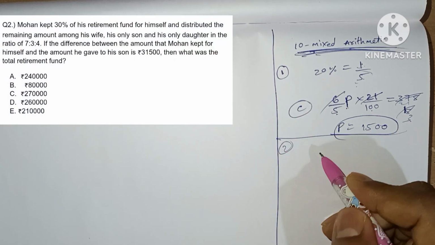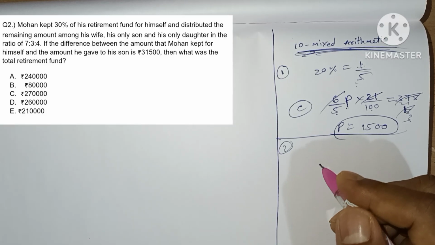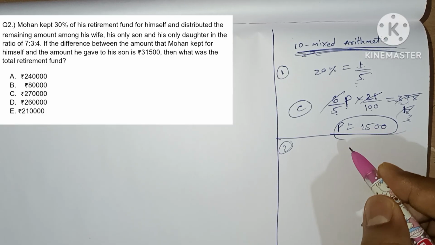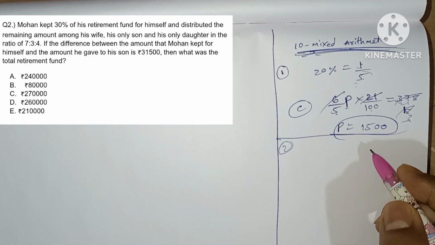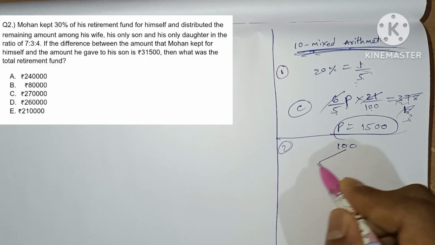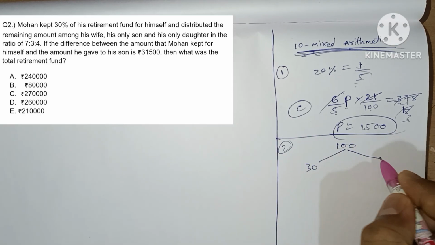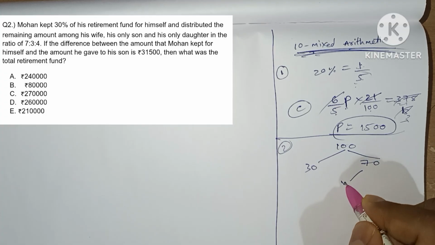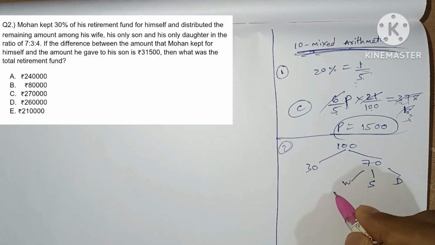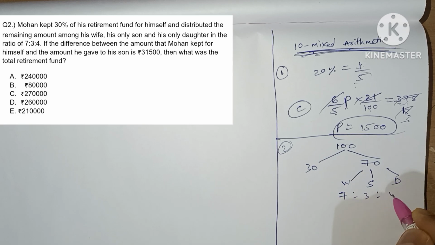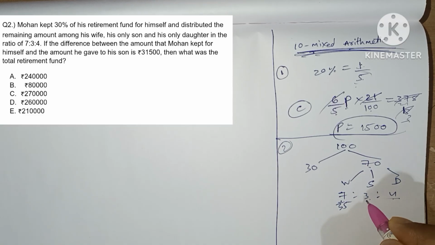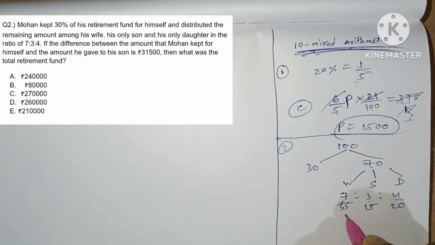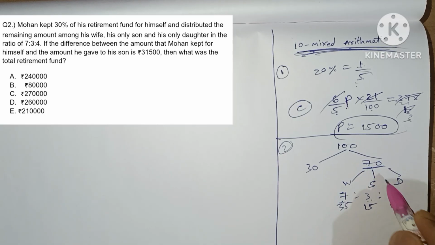Second question. Mohan kept 30% of his retirement fund for himself and distributed the remaining amount among his wife, his only son and his only daughter. So the total is 100%. 30% he kept and the remaining 70 is distributed to his wife, son and daughter in the ratio of 7:3:4. So the total is 7 plus 3 plus 4, 14. 14 times 5 will be 70. So 7 times 5 is 35, 3 times 5 is 15, 4 times 5 is 20. These are the actual ratios.